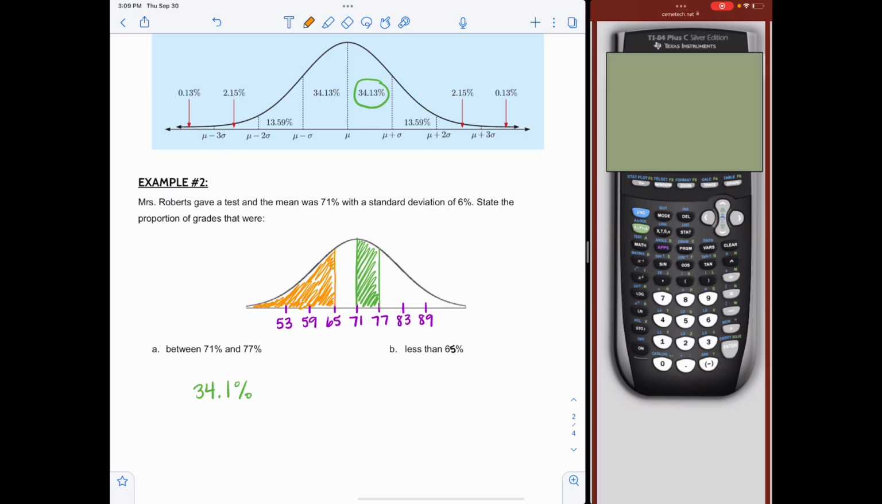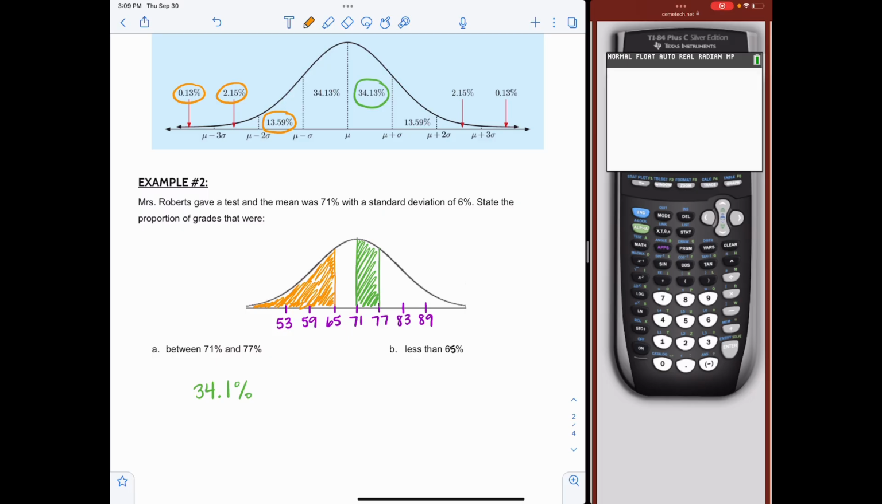So we want to find this area under this curve here. If you realize that, then you should notice that the 65 is located 1 standard deviation below the mean. So 65 corresponds to the mean minus 1 standard deviation. So I'm going to be looking at the 13.59, the 2.15, and then the 0.13. I have to add all of those up.